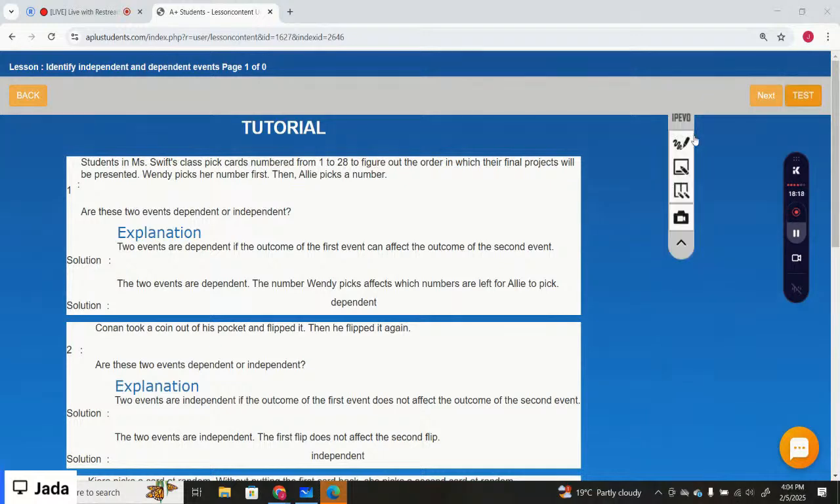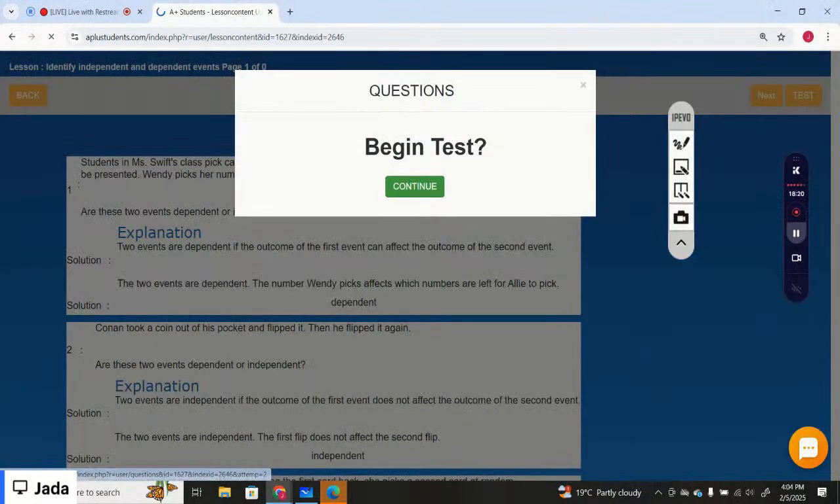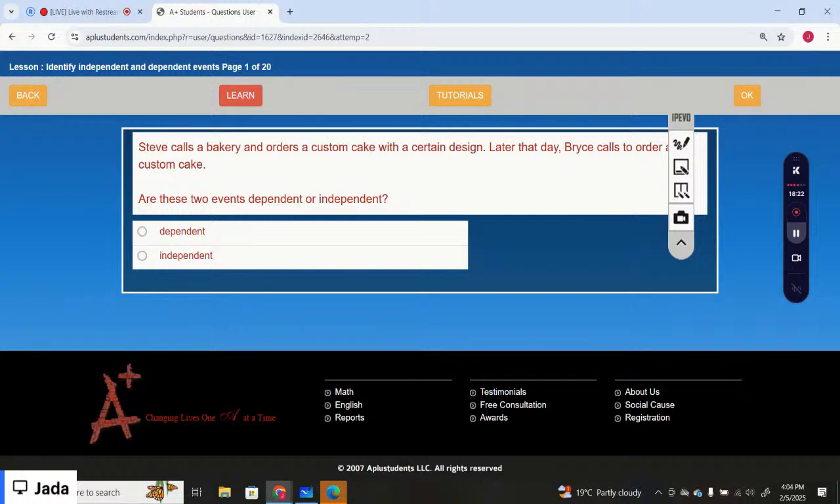Let's just start with the test questions. Steve calls a bakery and orders a custom cake with a certain design. Later that day, Grace calls to order a custom cake. Are these two events dependent or independent?